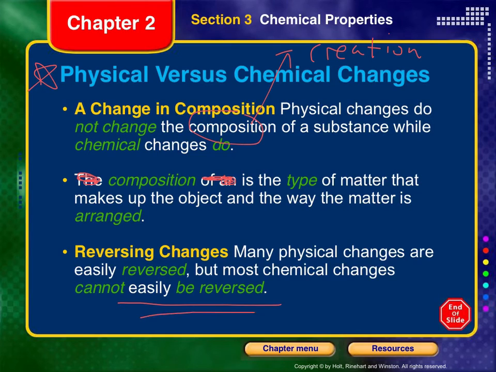Key difference here. Might be the easiest way to remember it is that if I am, let's say, burning a piece of wood into ash, can I take that ash and make a new piece of wood? No, I can't. It's a totally different substance, and I'm unable to do that. All right, so key difference.